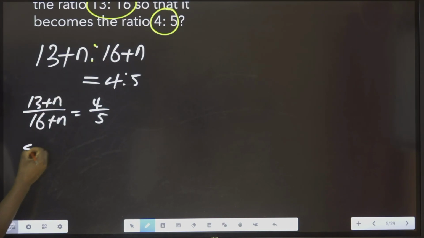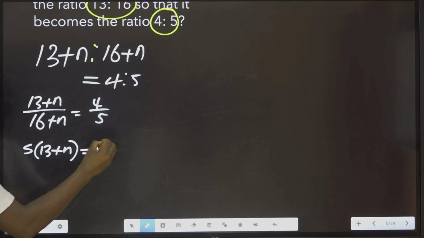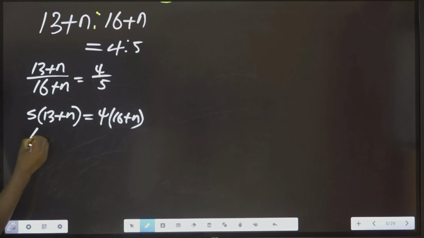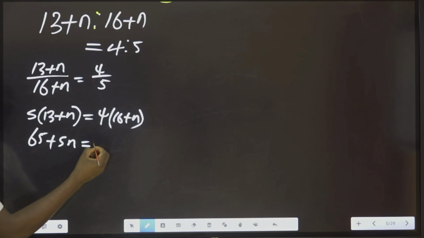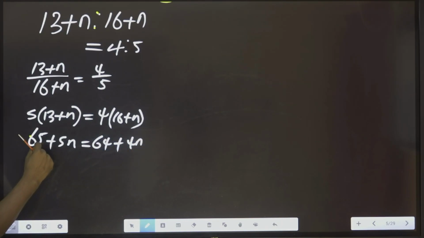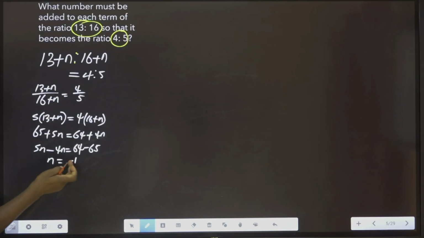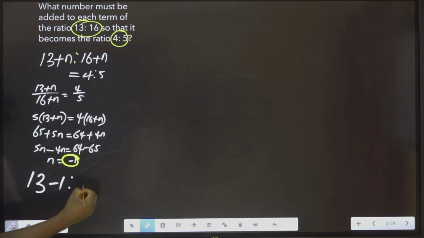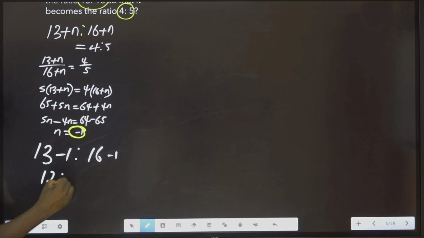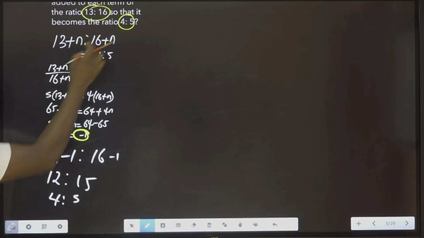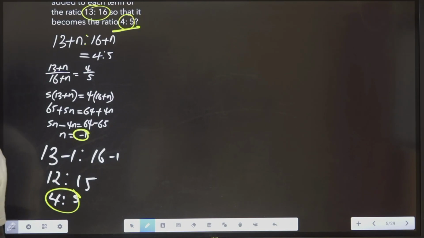We cross multiply to have 5 times (13 plus N) equals 4 times (16 plus N). Now, if we expand this, this is 65 plus 5N equals 64 plus 4N. We are going to move this to this side, say 5N here. We move this to this side to have minus 65. This is N equals minus 1. So the answer is minus 1. So let's go back here and put minus 1 to the ratio: 16 minus 1 will give us 15, 13 minus 1 is 12. 3 into this is 4, 3 into this is 5. As you can see, we come back here now. That is, you add minus 1 to both sides, okay?